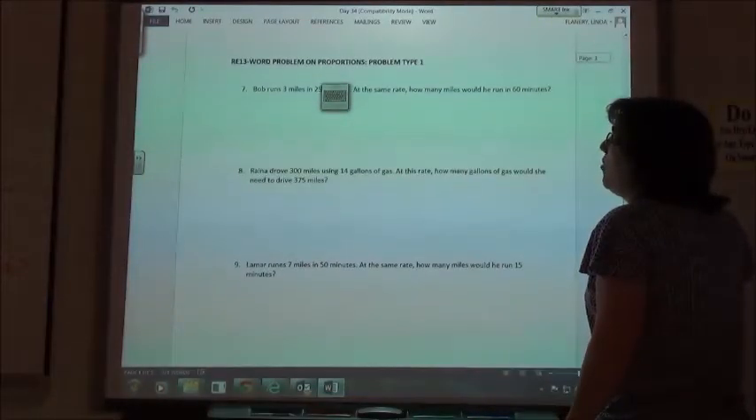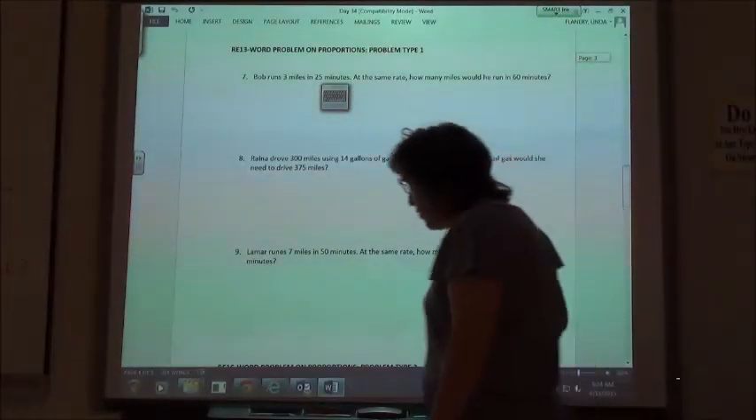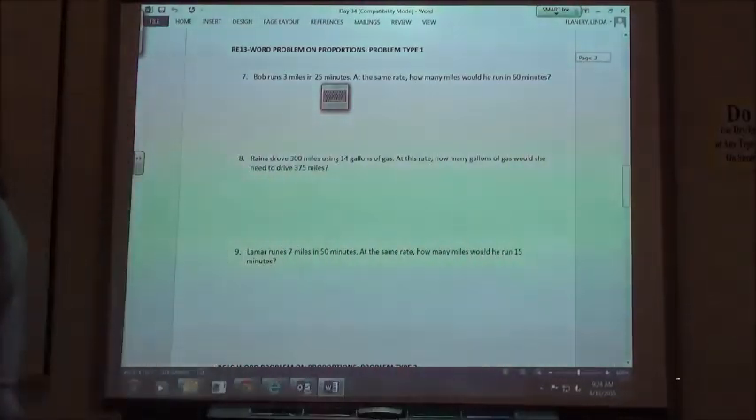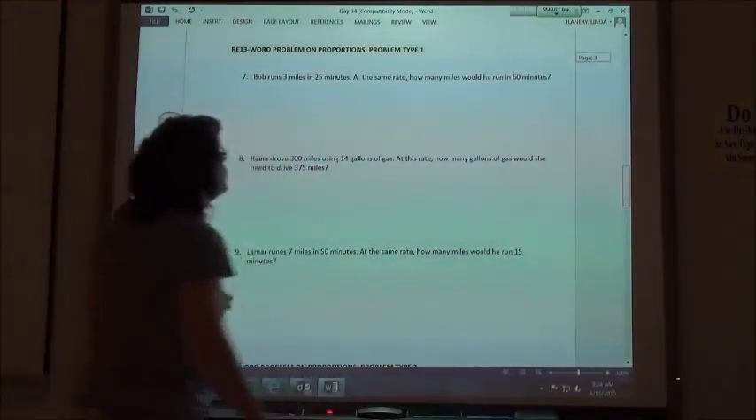Seven, 8, and 9 are solving word problems that you can set up as a proportion. Word problems that you can set up as proportions are known as direct variation problems. If one thing goes up, the other thing should also go up. The faster I run or the more minutes I run, the more miles I'm going to get. So they start off with what they call a rate.